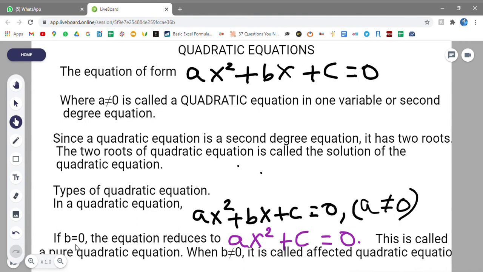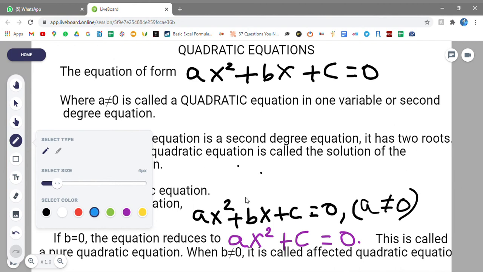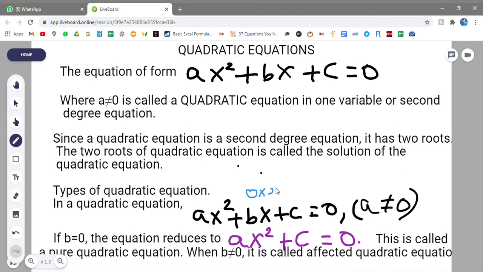Suppose b is equal to 0. b is the coefficient of x here. If b is equal to 0, then the equation will change. Anything into 0 is 0, so 0 into x will become 0. So this bx completely vanishes from the equation, and what is left is only ax square plus c.